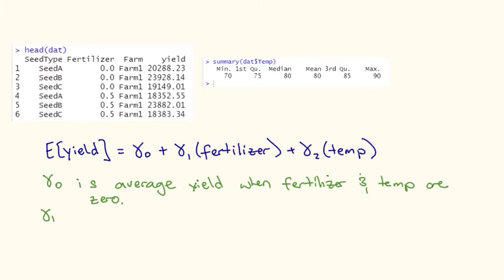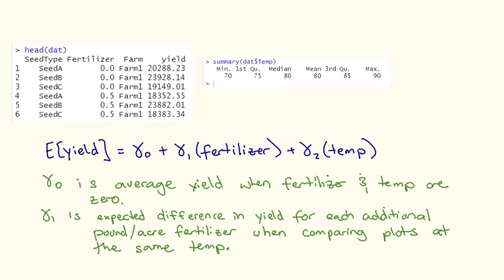It's the average yield when the fertilizer is 0 and the temperature is 0. Now, when I go to interpret gamma 1, I'm going to have to think about how to get that isolated. To get it isolated, I would need temperature to be the same between the 2 equations that differ by 1 unit. So gamma 1 is the expected difference in yield for each additional pound per acre fertilizer. That part's normal, right? It's just regularly interpreting a slope. And then I say, when comparing plots at the same temperature. So we're holding temperature constant, and then we're changing the fertilizer when we talk about gamma 1.